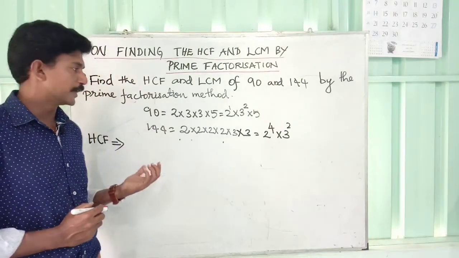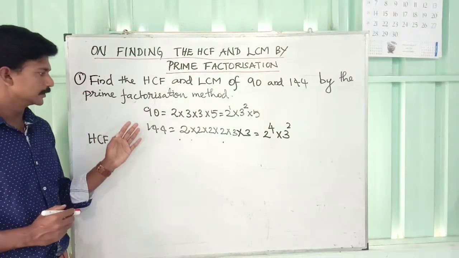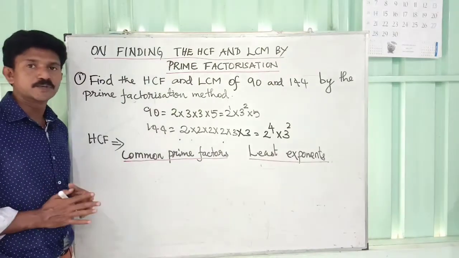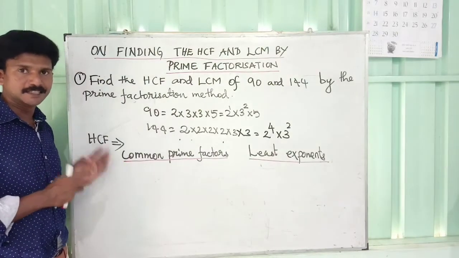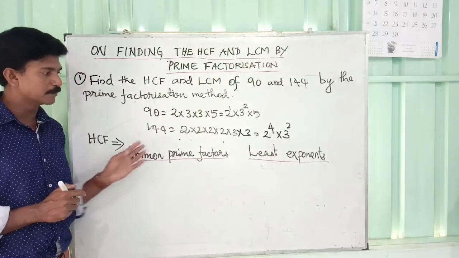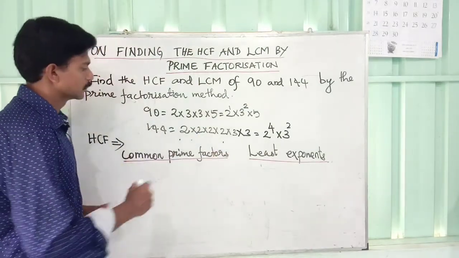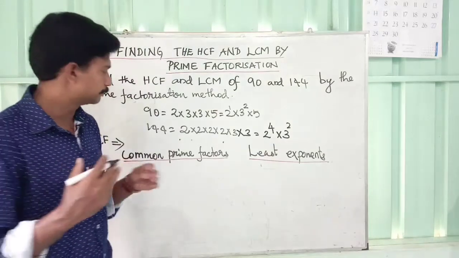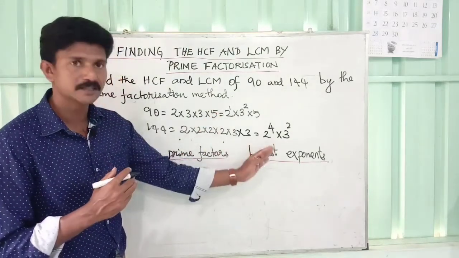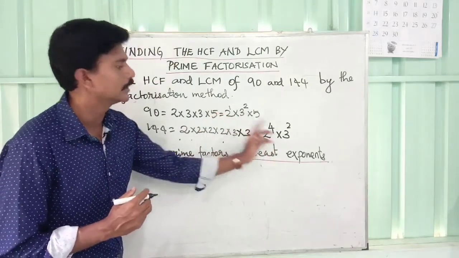So next we are going to find the HCF of these two numbers. For that we have to list out the common prime factors and their least exponents. What are the common prime factors? 2 is common and 3 is also common.